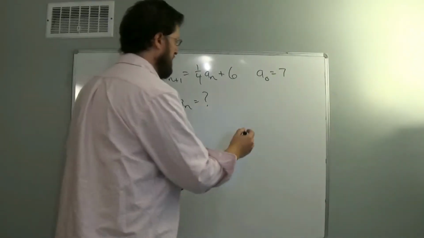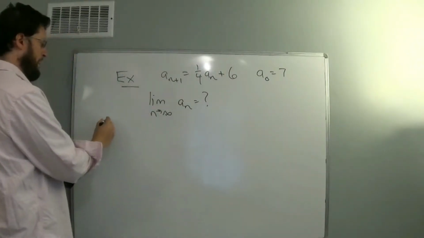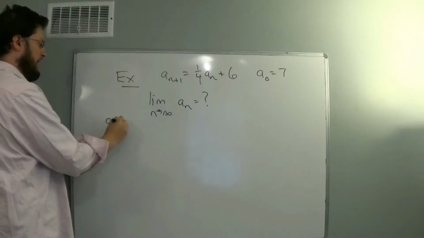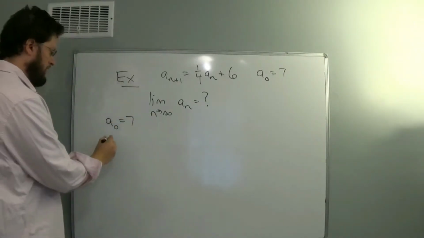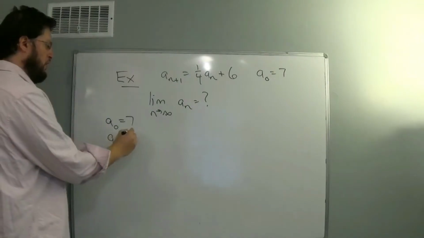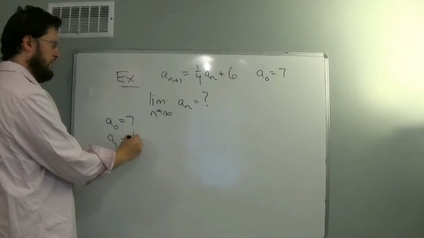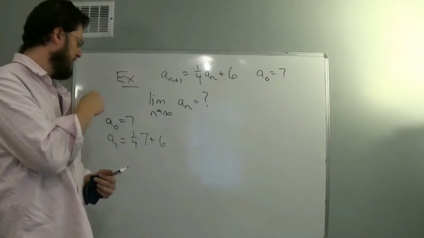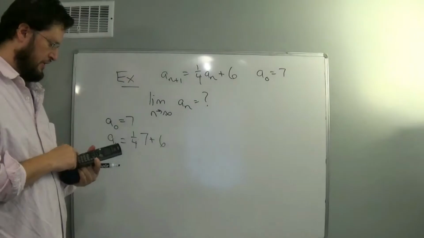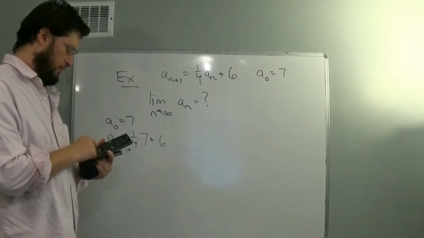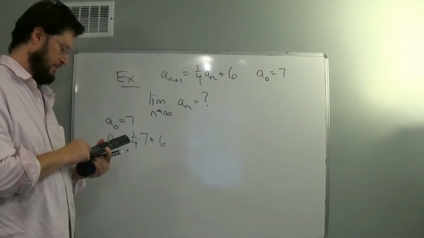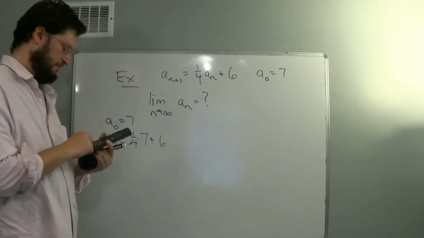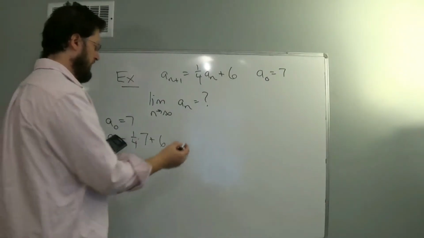Okay, so that's what we want. a0 we're told is 7, so let's start there. a0 is 7. So a1 is going to be 1/4 times a0, which is 7, plus 6. And for this problem, it will be convenient to have a calculator that can deal with fractions and simplify them. So we want 1/4 times 7 plus 6. And you want to make sure that you have that as a fraction. And that's 31 over 4.